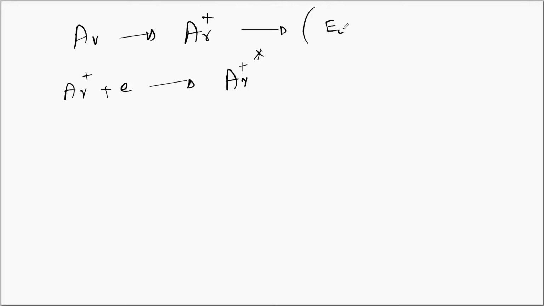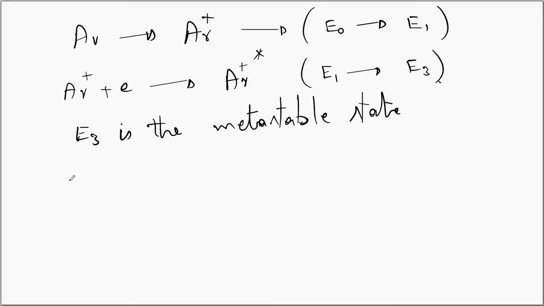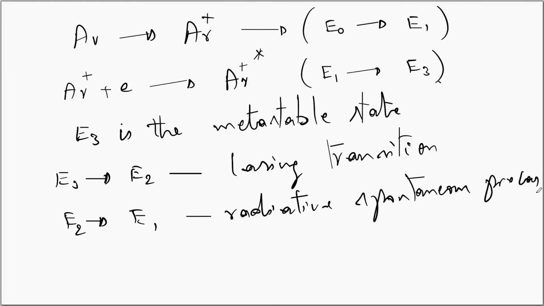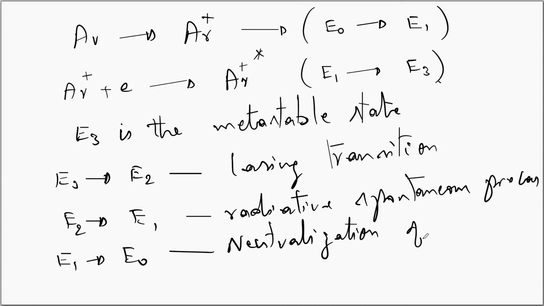Here, argon atoms are excited to argon ions, and argon ions, with the kinetic energy of the electrons, go to the excited state. And from the argon ions, we get the lasing. So this is a transition from E0 to E1. And this is a transition from E1 to E3. E3 is the metastable state. E3 to E2 is a lasing transition. E2 to E1 is a radiative spontaneous process. And E1 to E0 is neutralization of argon ions.